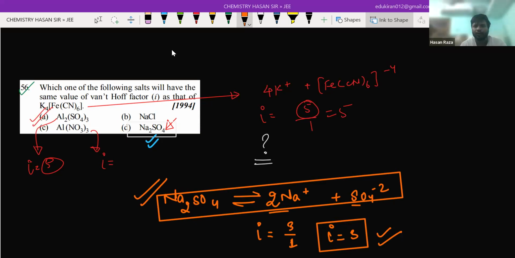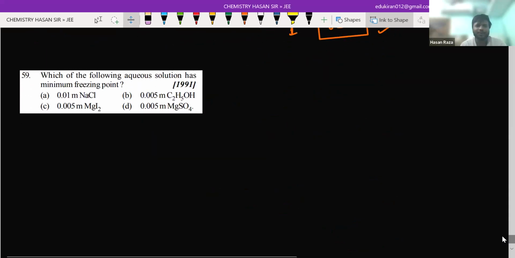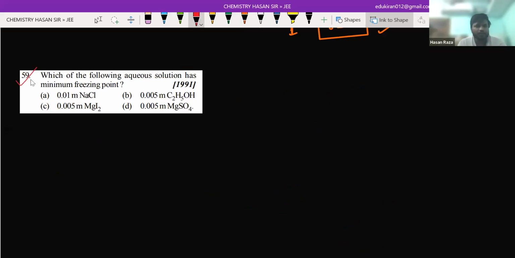Okay, thank you. Now, for one more question, we will move to the level of JEE Mains. This is question number 59. Which of the following aqueous solutions has minimum freezing point? We have already done this type of question. Please do it.